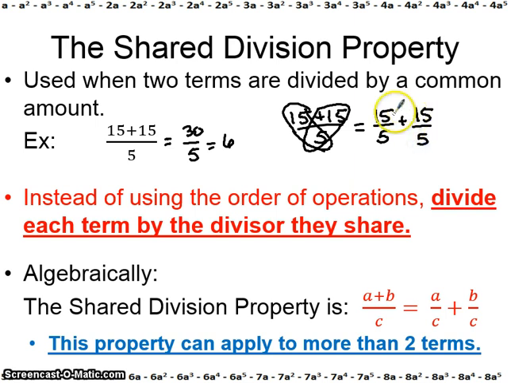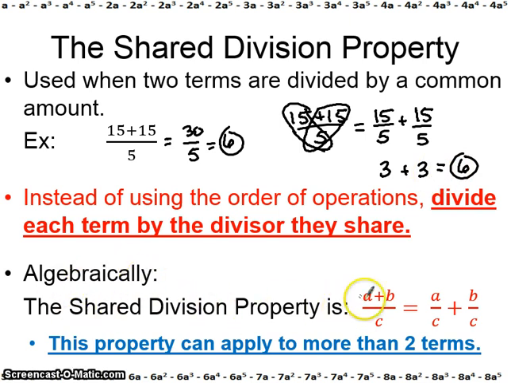Now since this is numeric, we can simplify this. 15 divided by 5 is 3 plus, since it was a plus in the middle, 15 divided by 5 is 3, and we get 6. So you can see that the shared division property works. Now, for numeric expressions, it's a little more work, but for algebraic expressions, it's our only option.